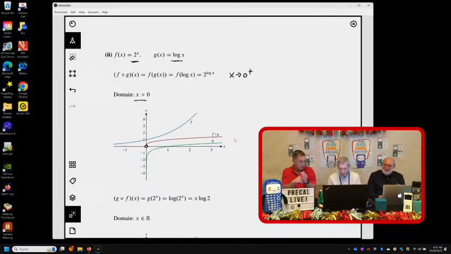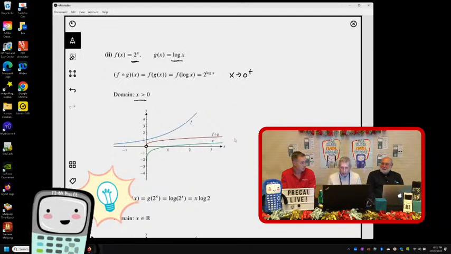So 2 to the negative infinity, right? We're going to approach 0. But I can't get to 0, because I've got that vertical asymptote in g. That's a domain restriction. That's why the open circle. Yeah, it does make sense.